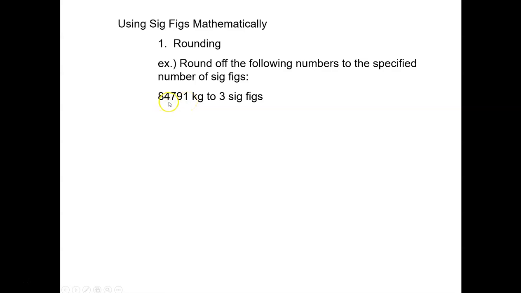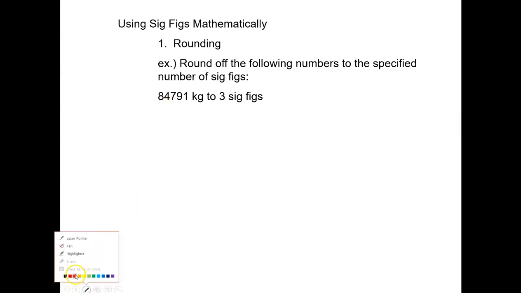If I wrote this as 84,790, the 0 at the end wouldn't count anymore, right? There's no decimal point showing. So now I would be down to 8479. So I'd be down to 4 sig figs, but I want to get to 3 sig figs. So what's the closest number to 84,791 that only has 3 significant figures?